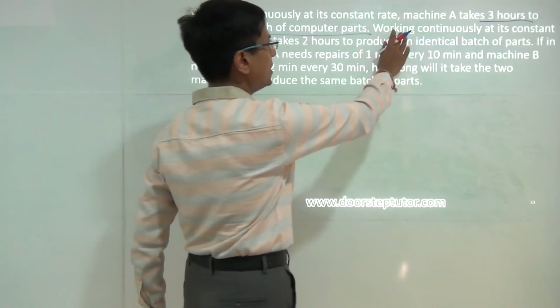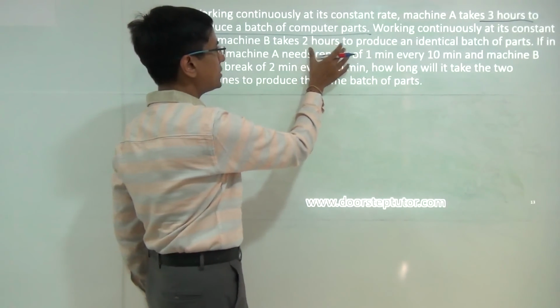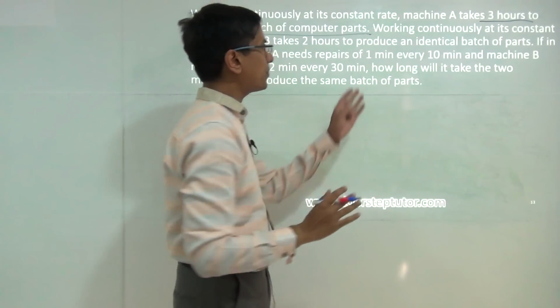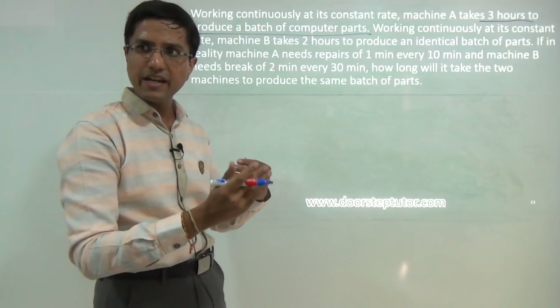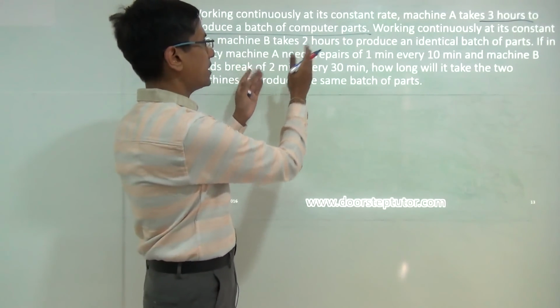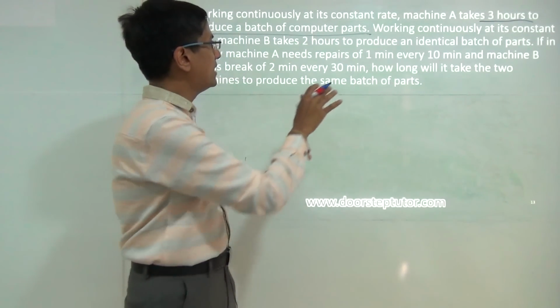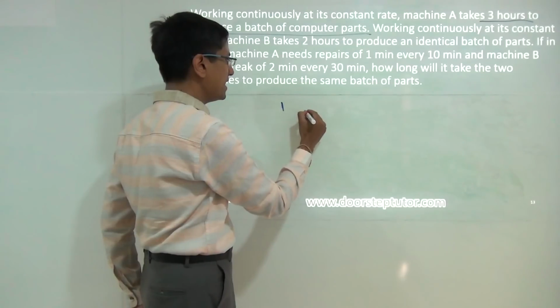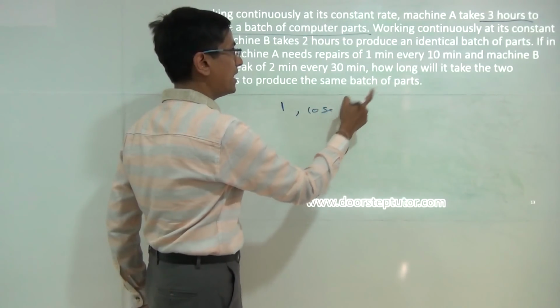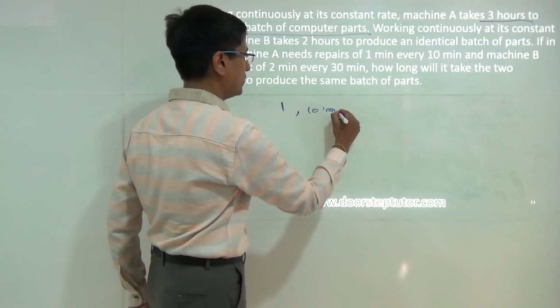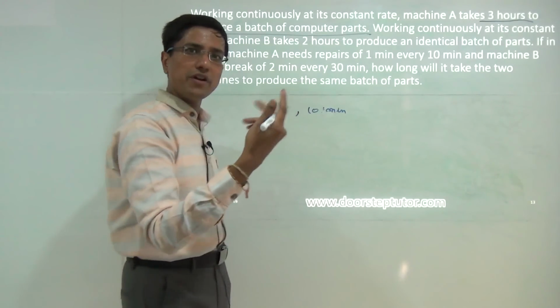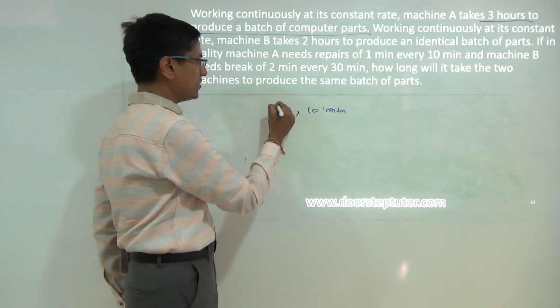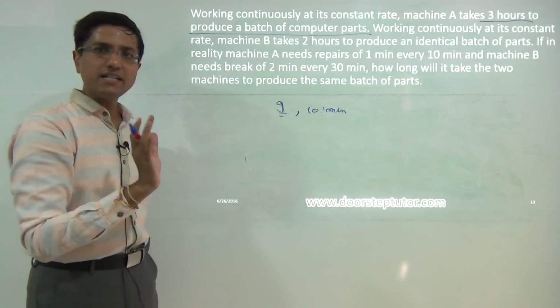Similarly, it takes 2 hours to produce an identical batch of parts. From this, you can derive the ideal rates of these machines. However, in reality, machine A needs a repair of 1 minute every 10 minutes. So 1 minute of time is gone in repairs, and the real work is done only for 9 minutes.